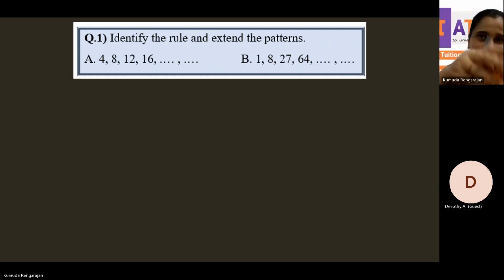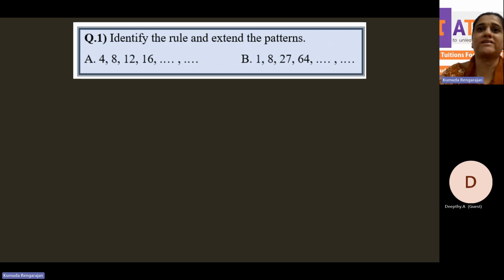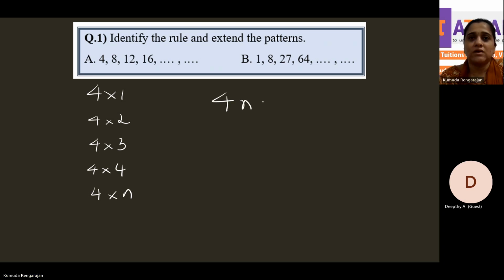Okay. Correct. Deepthi, what's a rule? Ma'am, they keep adding 4. Okay, but rule. Ma'am, 4x. Because what is the first term? 4 into 1, 4. The second term is 4 into 2, 8. The third term is 4 into 3, 12. 4 into 4, 16. So 4 is a constant, but this goes on changing, no? So 4 into n. So 4n is the rule.